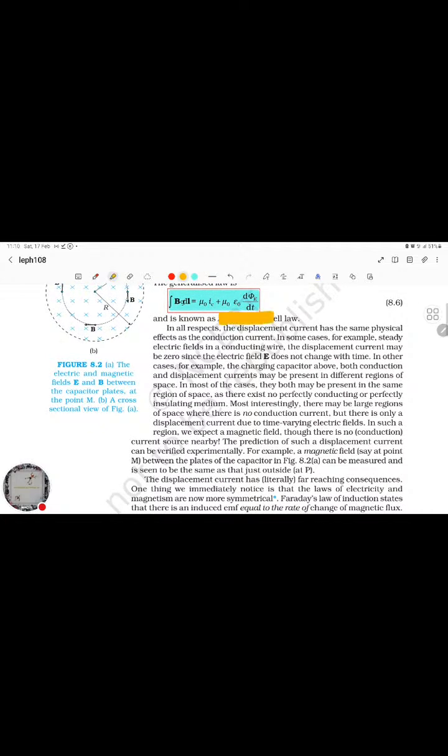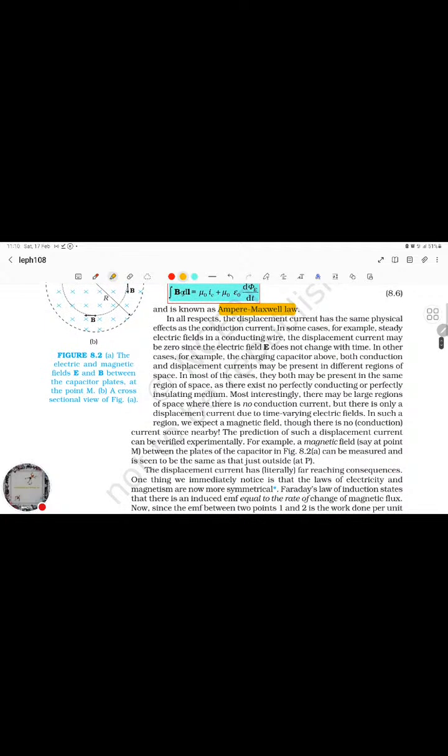Why? Because Maxwell concluded that there was some amount of displacement current present. In all respects, the displacement current has the same physical effects as the conduction current. In some cases, for example steady electric fields in a conducting wire, the displacement current may be 0 since the electric field E does not change with time. In other cases, for example the charging capacitor above, both conduction and displacement currents may be present in different regions of space. In most cases, they both may be present in the same region of space, as there exists no perfectly conducting or perfectly insulating medium.